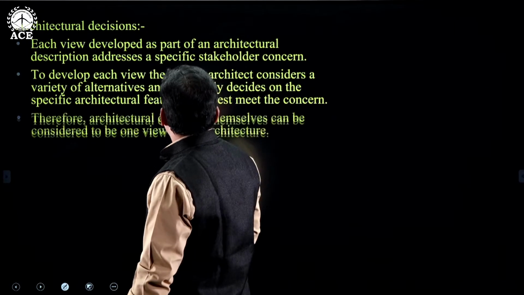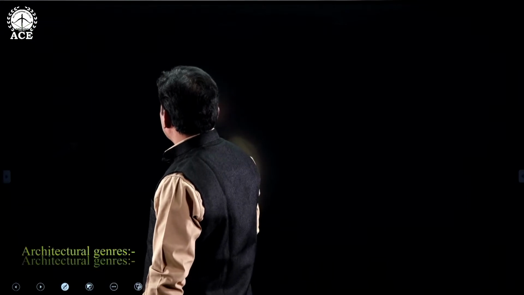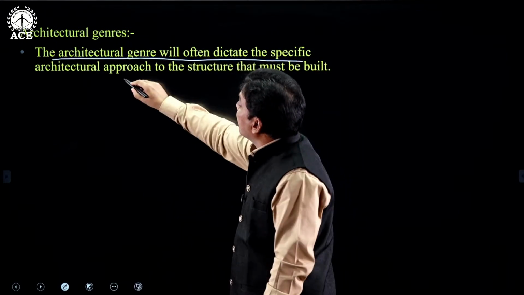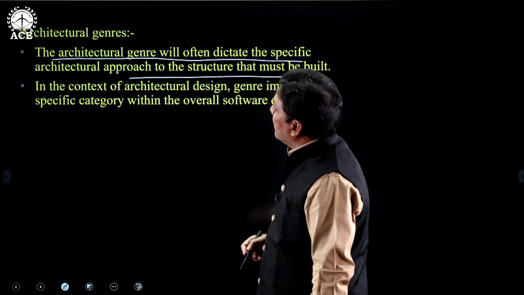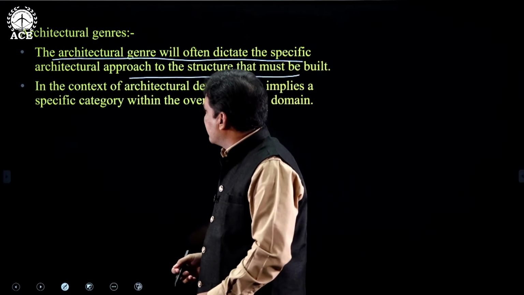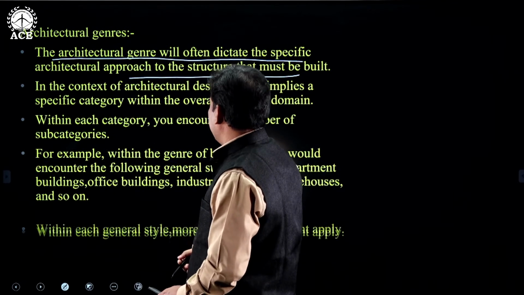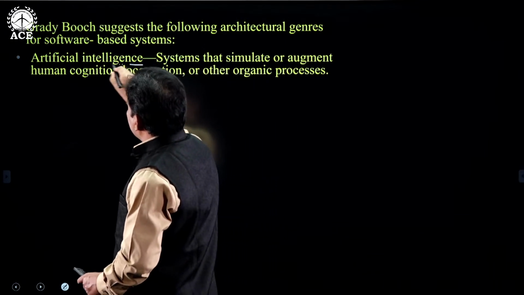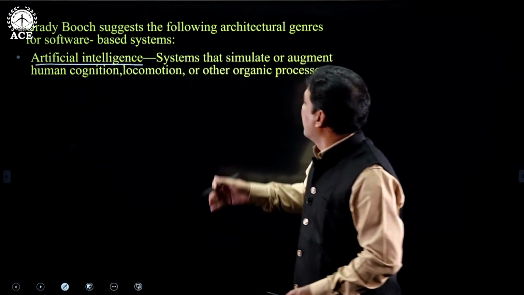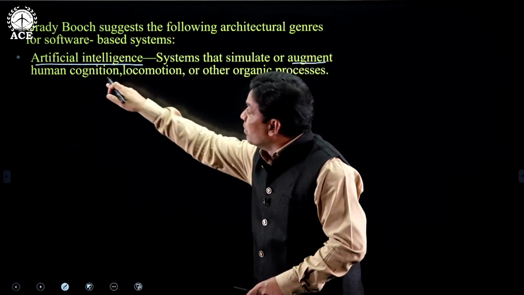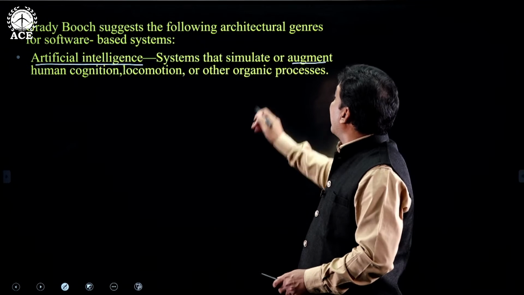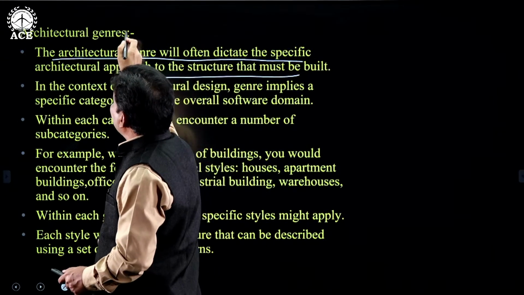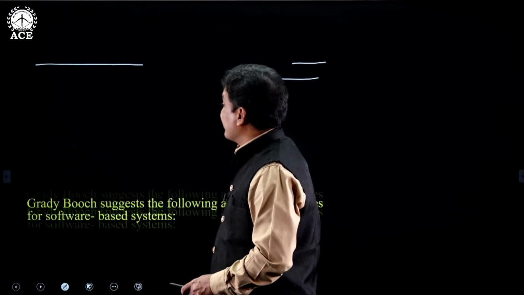Architectural decisions. We'll discuss the architectural genres, which will often dictate the specific architectural approaches to the structure that must be built. So what is the importance of these architectural genres that we'll discuss here? Within each category, these are all architectural genres. Artificial intelligence: systems that simulate or augment human cognition, locomotion, or other organic processes. This is one of the architectural genres.